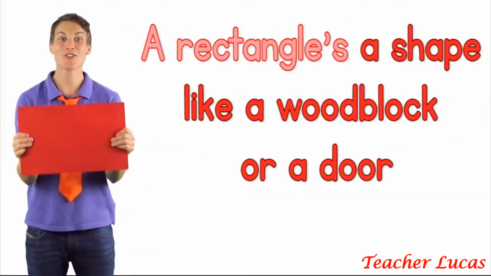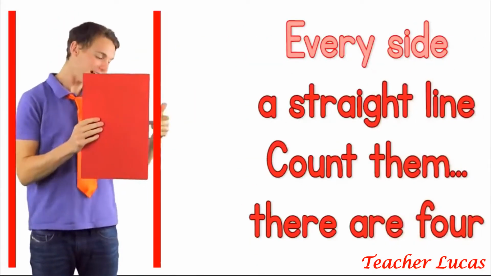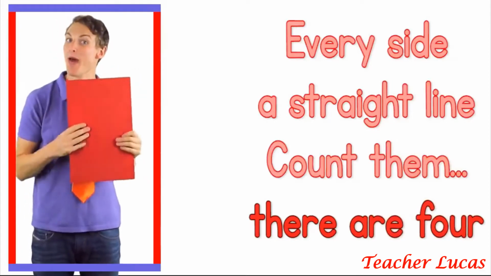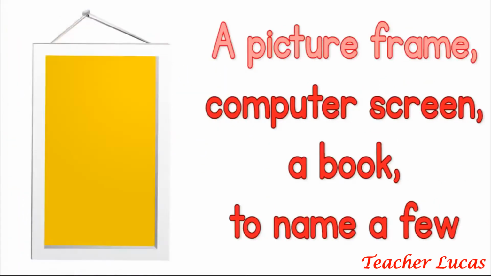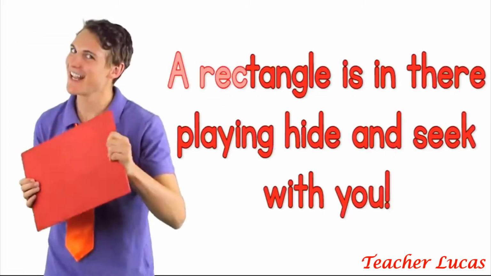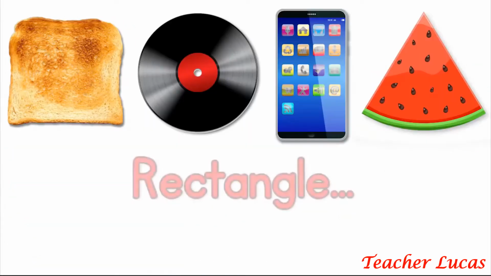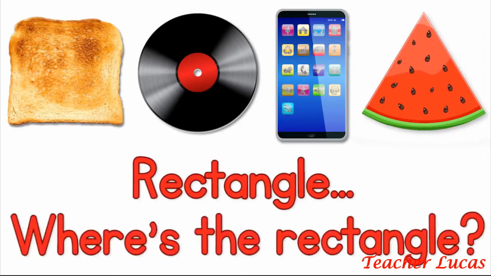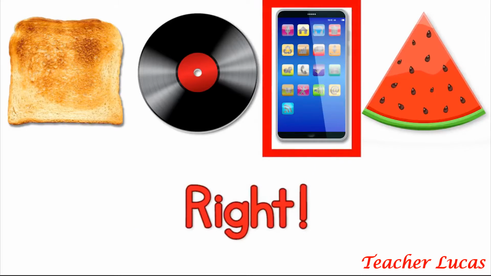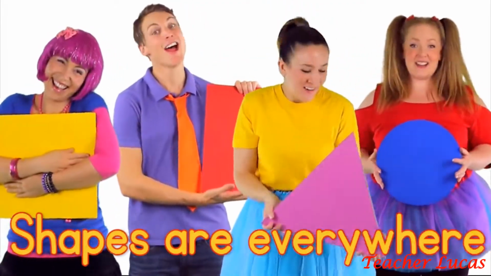A rectangle's a shape like a woodblock or a door. Every side is a straight line, count them, there are four. A picture frame, computer screen, a book to name a few. A rectangle is in there playing hide and seek with you. Rectangle! Where's the rectangle? Right! Shapes, shapes, shapes are everywhere.